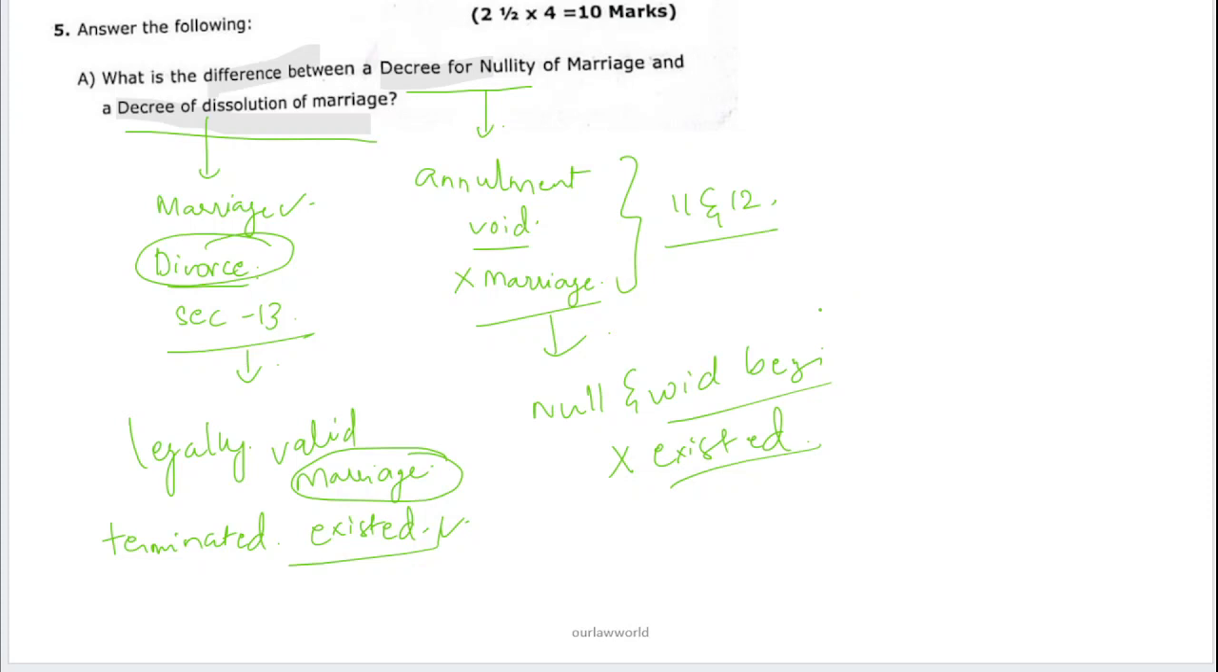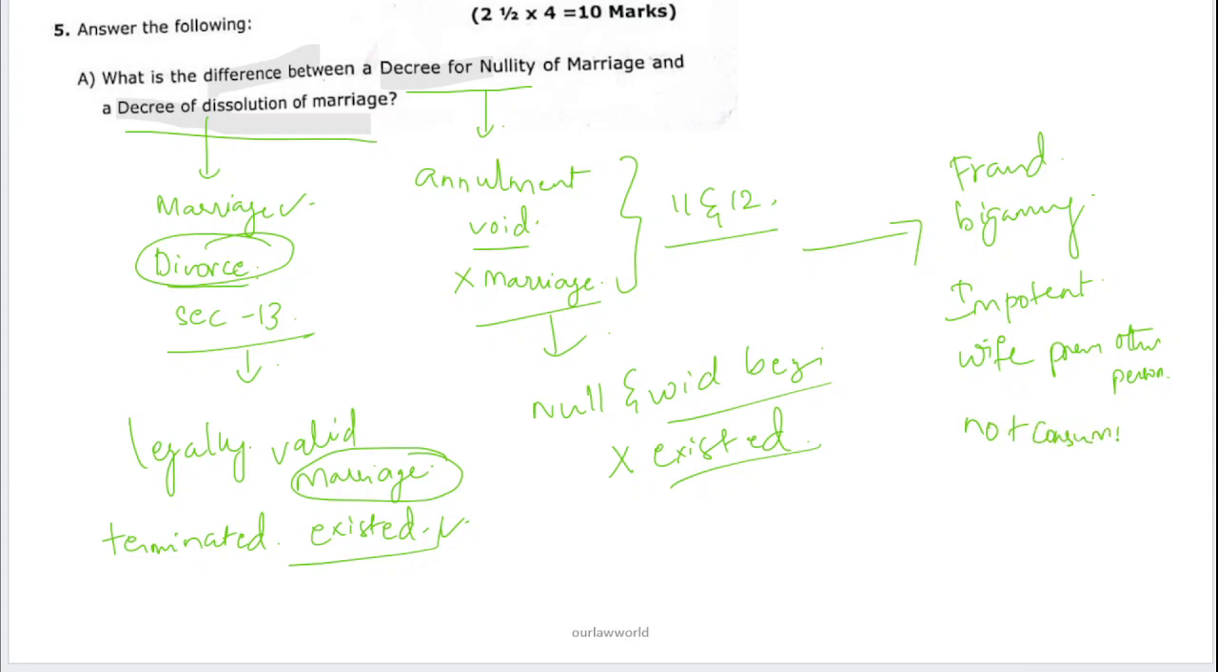Let us know a few grounds for nullity of the marriage. It can be nullified on grounds like bigamy, fraud, one of the partners being impotent, the wife being pregnant by a person other than the husband, the marriage not being consummated, and either of the parties lacking consent to marry. These are the conditions where a decree of nullity of marriage is passed by the court.